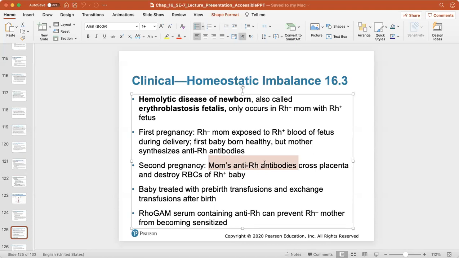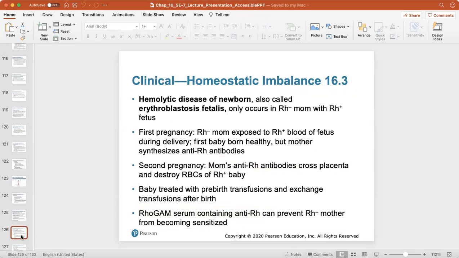What can happen is the baby can be treated with pre-birth transfusions and exchange transfusions after birth. RhoGAM is also a serum containing anti-Rh, which can prevent the mother from being sensitized to those antibodies.